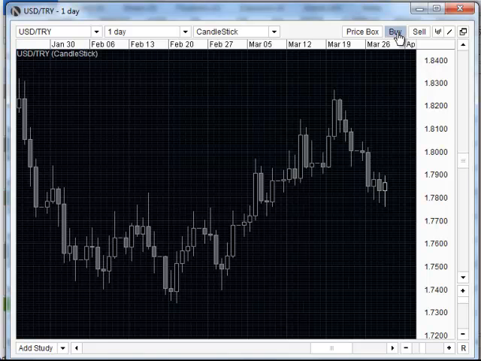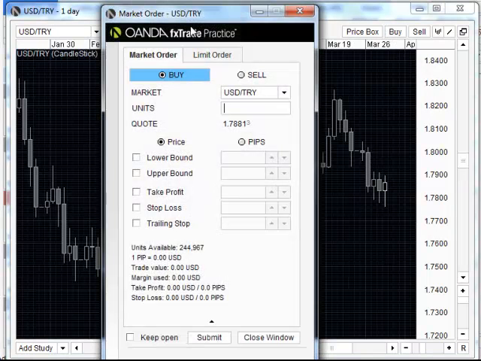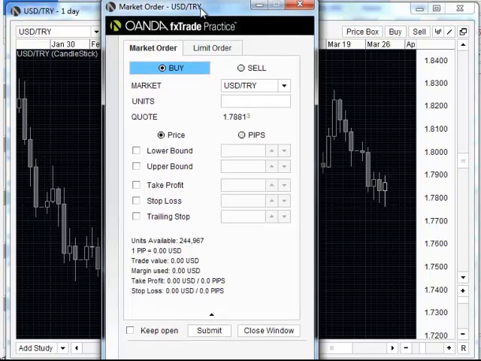So you just click here, buy, and then you'll see this window. That's the order window. So the first thing you want to decide is the units. How many units you want to buy? You're placing a market order. So we're gonna buy the pair at, and this is the quote. We're going to buy this pair at the price 1.7881.